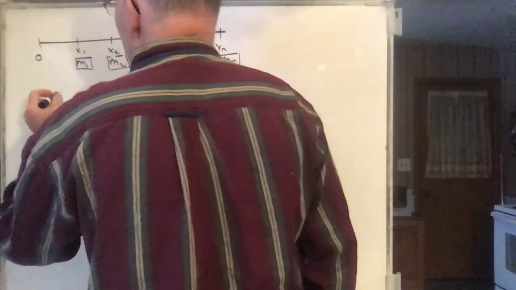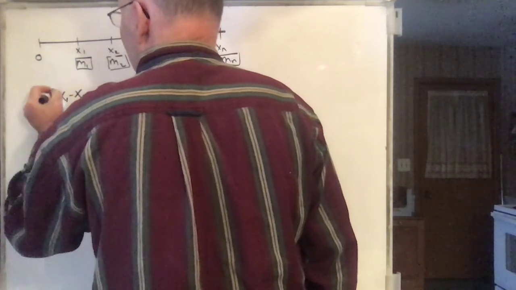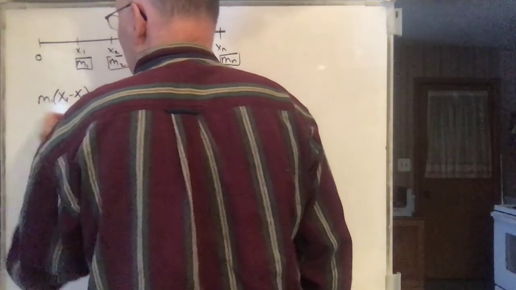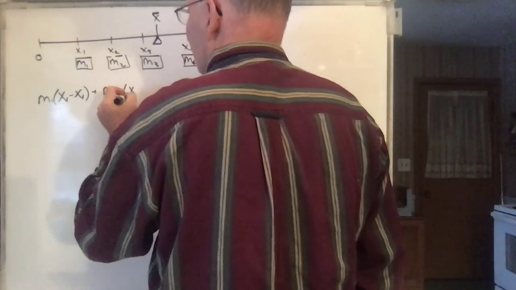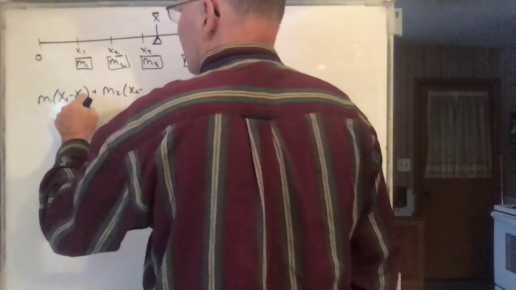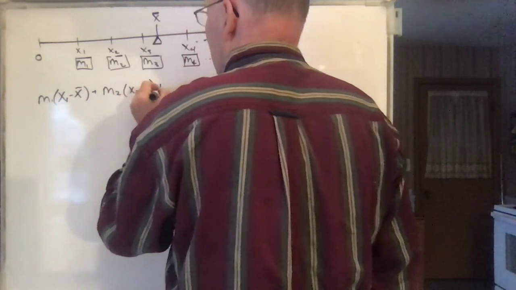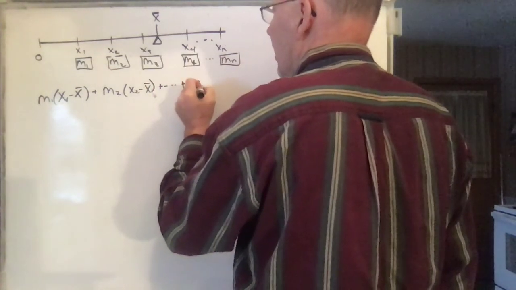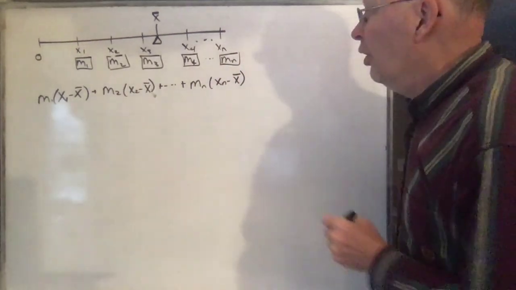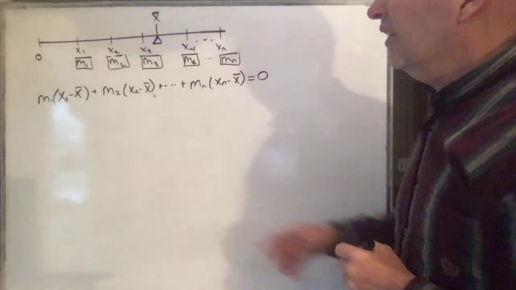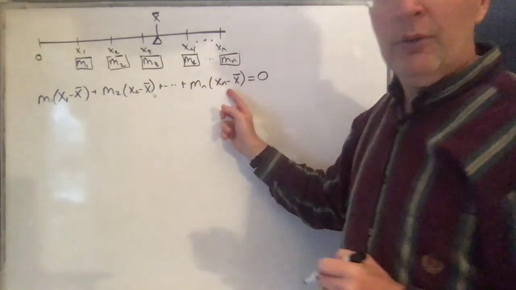So what you want is the distance from each one of these things, x1 minus the center of mass, times m1, plus m2 times this distance from the center of mass, all the way out to the end, m sub n times that distance. You want all that stuff to equal 0. So some of these things will be negative. Notice if you're on the left-hand side of x bar, then it'll be negative. If you're on the right-hand side, it'll be positive.